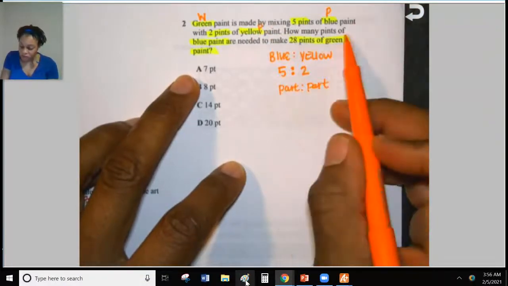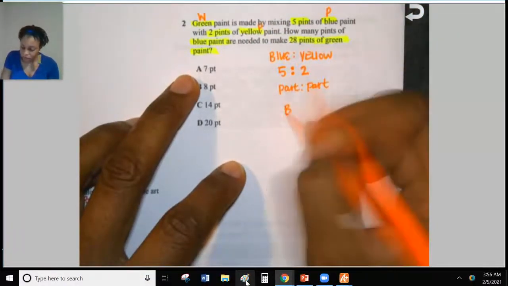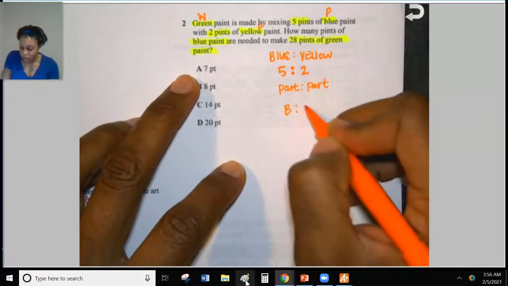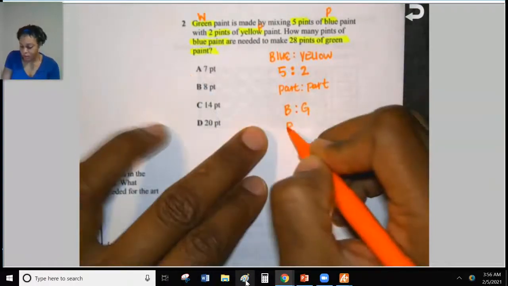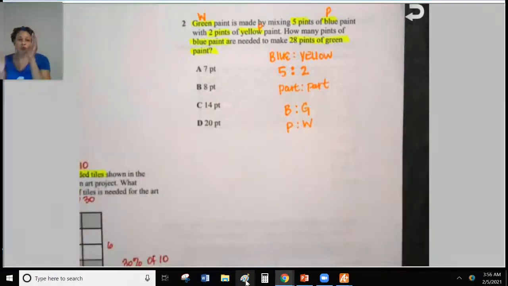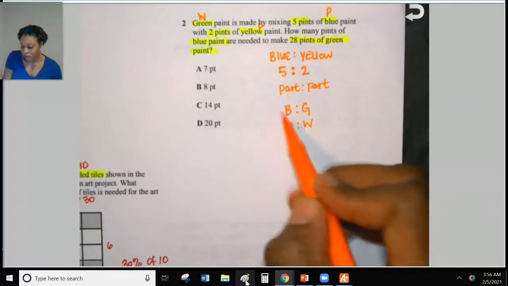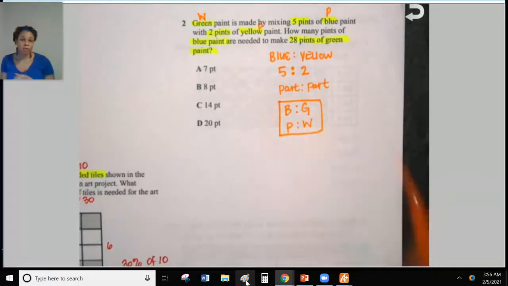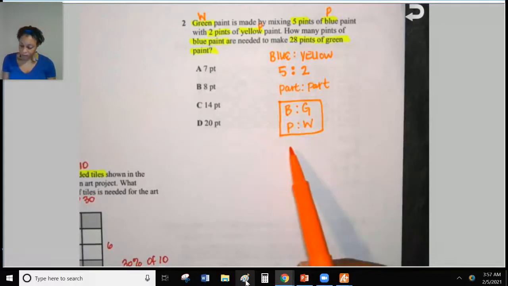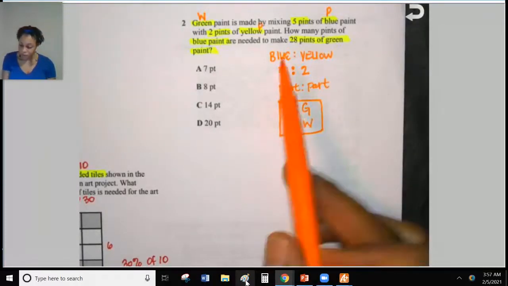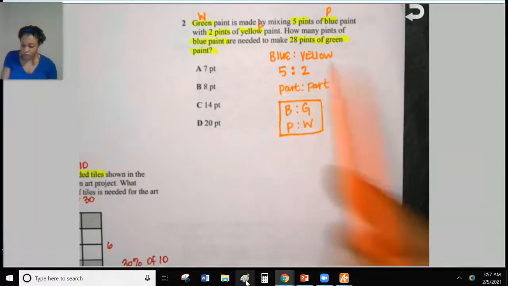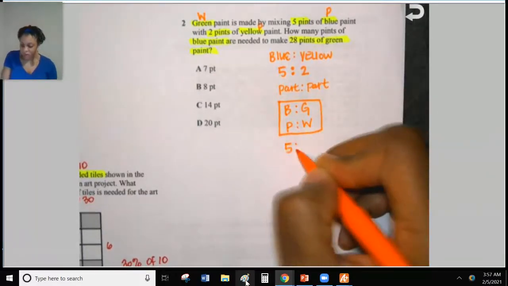How many pints of blue paint are needed if there's so many pints of green? So blue is a part and green is a whole. So they took a part and made a whole. So what we're going to be looking for is an answer that is a part to whole. Okay, so we're going to use our parts to get the whole. So what do we need to do? So I need to figure out, if my blue to yellow is 5 to 2, so my blue would be 5, that's my part, and the whole.